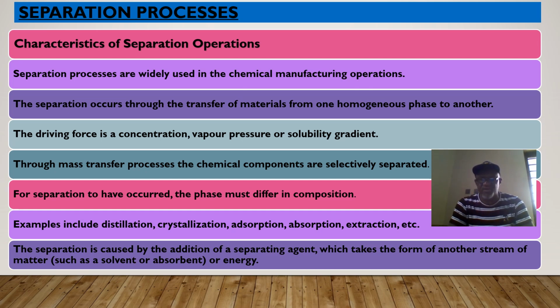For separation to have occurred, the phases must differ in composition. That's what we mean: the initial phase we have and the final phase, where we have done the separation, must differ in composition, of course, in the components or species we have separated. Examples include distillation, crystallization, adsorption, absorption, extraction, even dehumidification, fractional distillation, and so on.